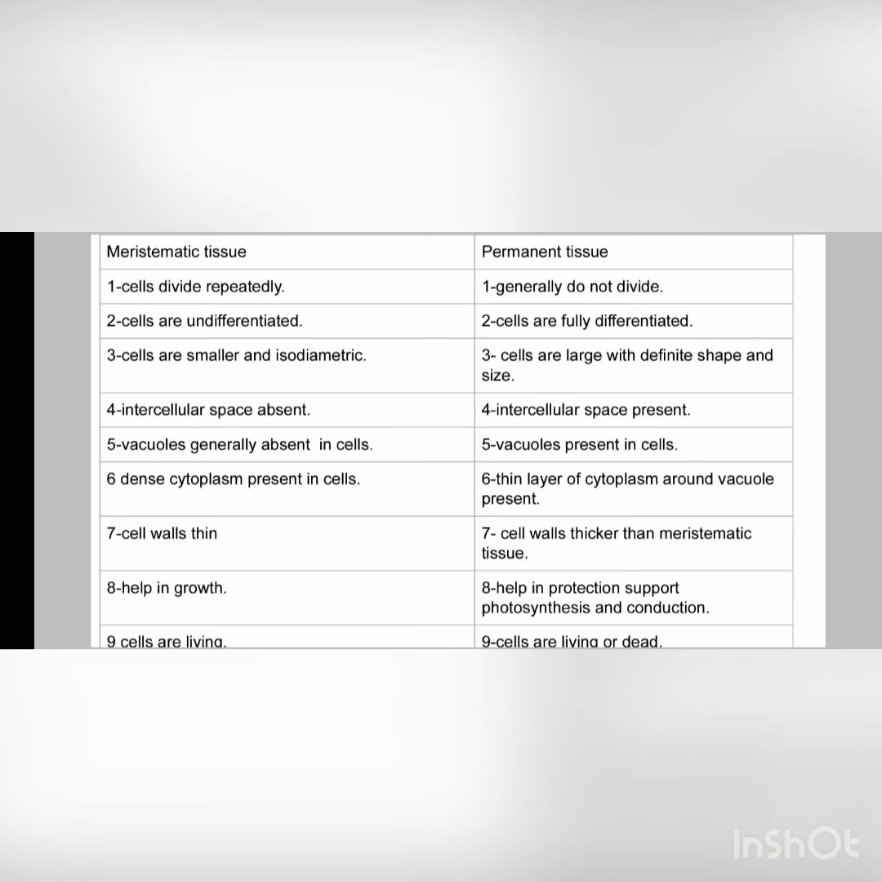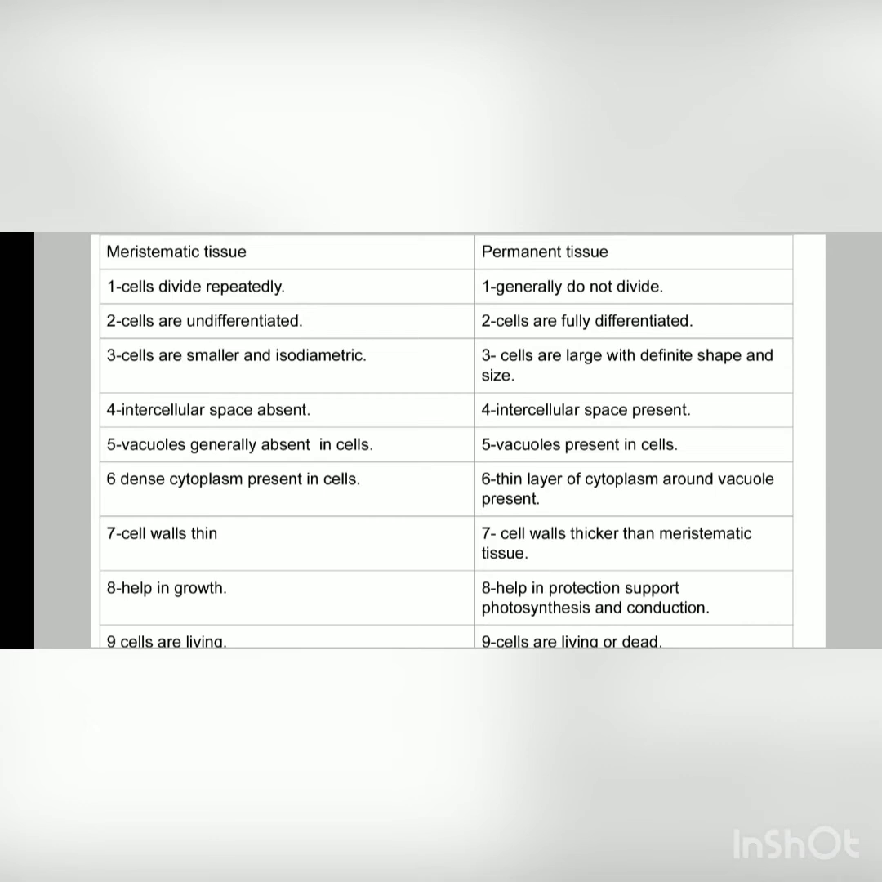Meristematic tissue helps in growth, and permanent tissues provide protection, and they help in photosynthesis. They help in conduction. Conduction means transportation of water, minerals and food, and they need to store certain material in them.